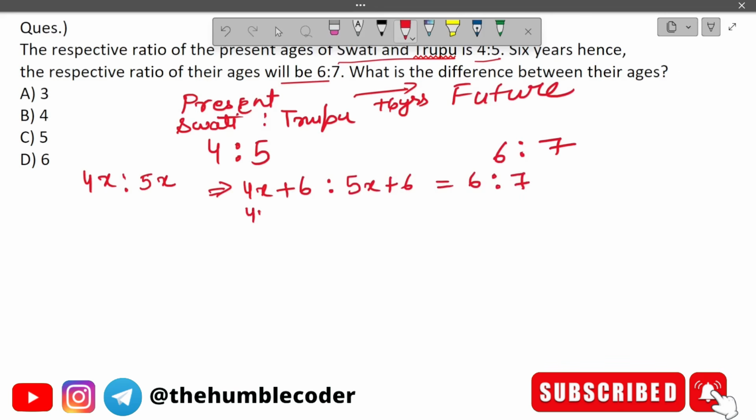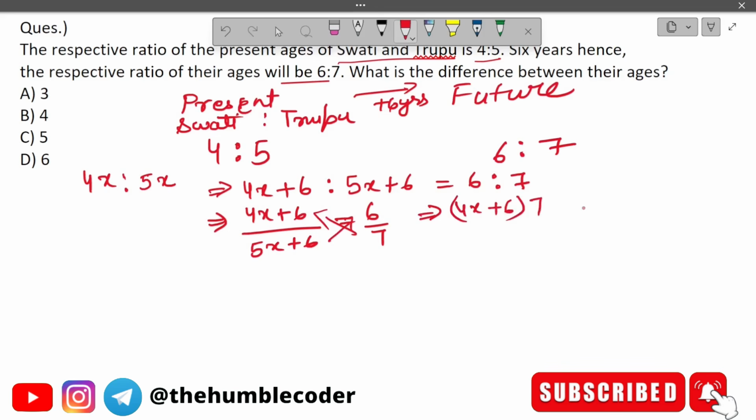So how can we solve this equation? 4x plus 6 divided by 5x plus 6 is equal to 6 by 7. Now we will send this here, send that here, and create the new equation, which is going to be 4x plus 6 multiplied by 7 is equal to 6 into 5x plus 6. 4 sevens are 28. 6 sevens are 42. 6 fives are 30x, and then 36.